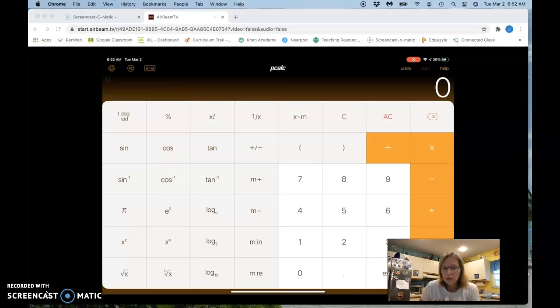That means I'm going to put 2 in my calculator, and then I'm going to use this little x to the n power. That means I have an exponent, but it's not just squared. It's a different number. So I can put whatever number I want in there. So I'm going to hit the x to the n and put my 4 in, because that's my exponent. And 2 to the 4th power is 16.